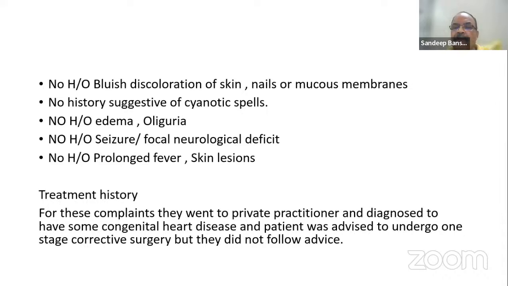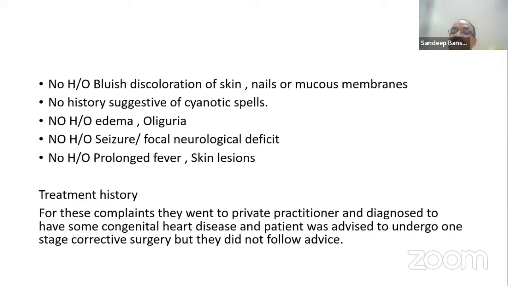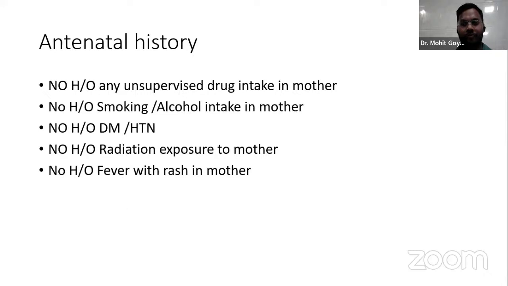Okay. Why did you word it like this? One stage corrective surgery? Because in some complex cyanotic congenital heart disease, the patient may require 2-stage or 3-stage Fontan surgery. Okay. But you said there's no bluish discoloration at all. Yes. But you can still have cyanotic heart diseases. Yes. Okay.